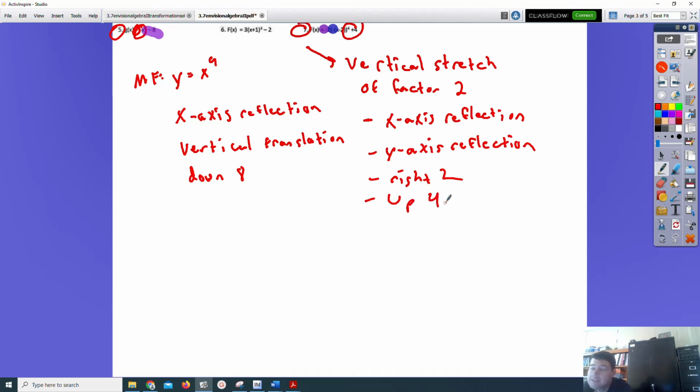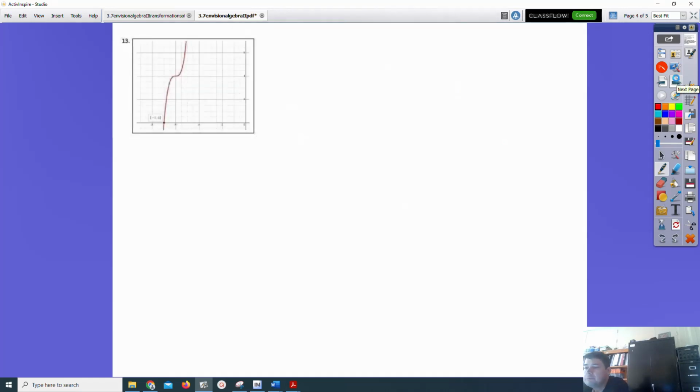So, like I said, this is an easy section. Almost done going over your homework. The goal of 13 is to write the equation. You need to learn what your mother functions look like. This is obviously some sort of translation of f of x equals x cubed, obviously. There is the mother function.